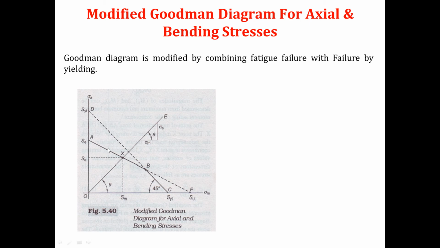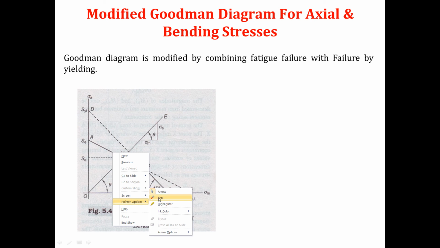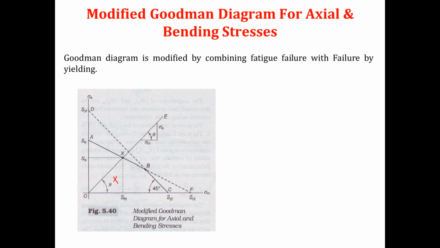Any point, say that point is X, will have some value of sigma m and some value of sigma a. It is very clear that this point is lying inside the Goodman diagram as well as inside the yield diagram. That means any value of sigma m and sigma a at this point is safe to design in fatigue as well as in yield.